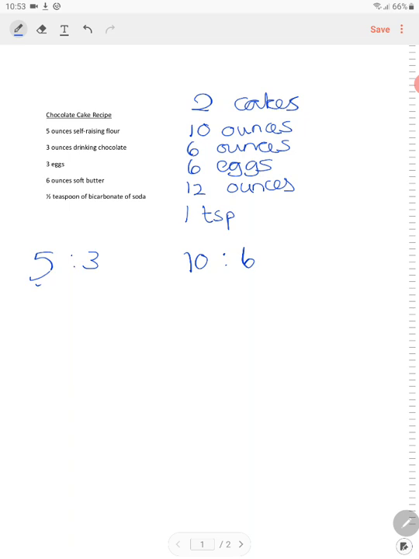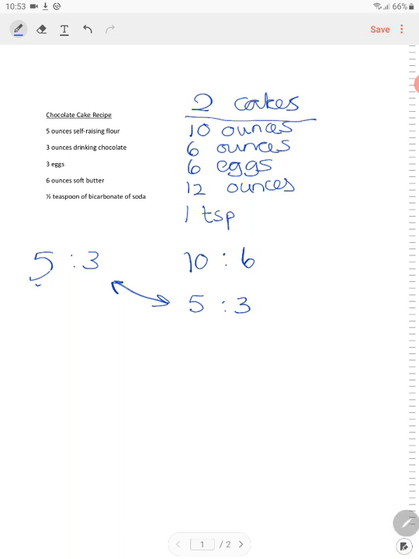But remember what we did with fractions, where we simplify things. What can I do? I can divide 10 by 2, and that gets me to 5. And I can divide 6 by 2, and that gets me to 3. So you can see my ratio between the two has stayed the same. Ratio is all about comparing one thing with another.